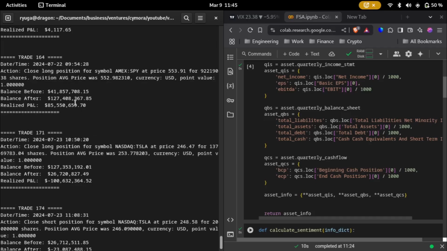I was closing a long position against the S&P 500, and this is when I finally reached about $100 million in the account. The balance before was about 41,800,000, and the balance after is 127 million. The realized profit on that trade was $85 million, and the reason why I was long on the S&P 500 is because they had just cut interest rates.